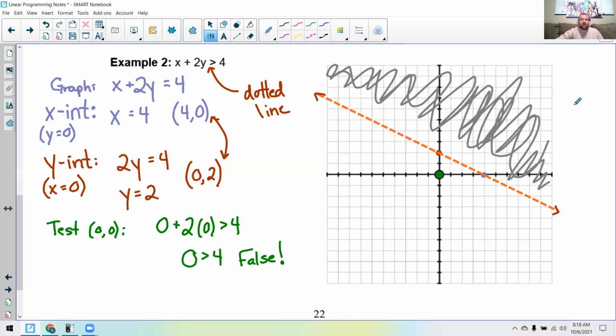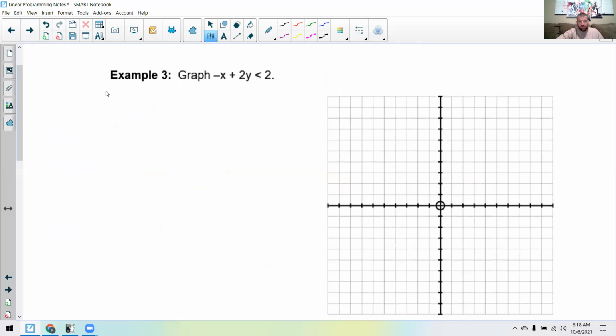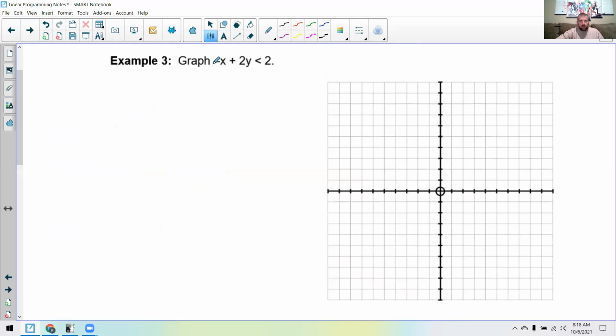Any questions on that? All right, moving right along. After we do a bunch of examples, I'll show you how you have to graph it on MyMath. It can be a little tricky. All right, another example here.